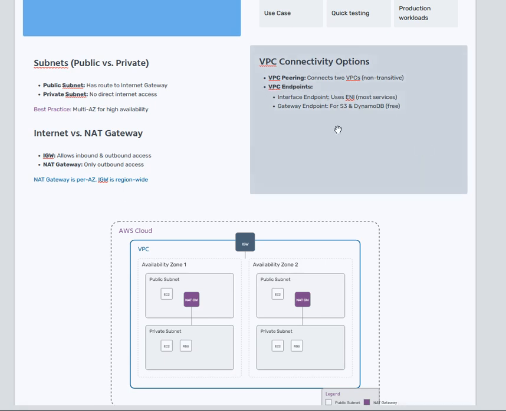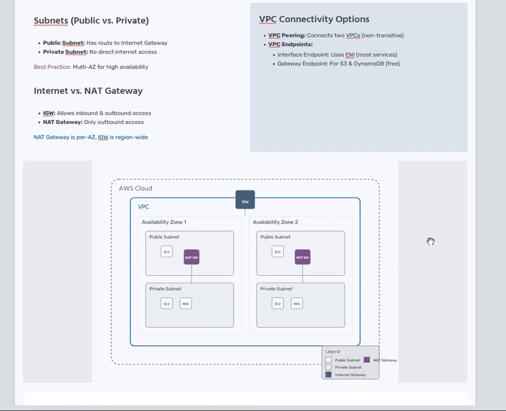So VPC peering connects two VPCs, similar to Azure. It's non-transitive: A connected to B, connected to C, doesn't mean A is connected to C. So A, B.